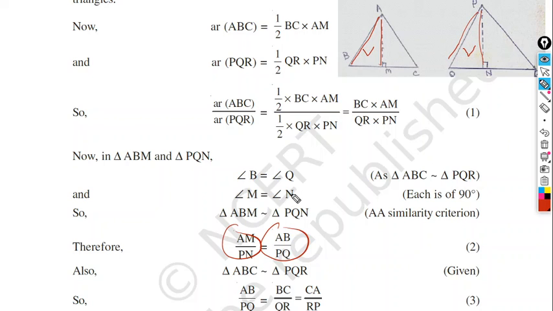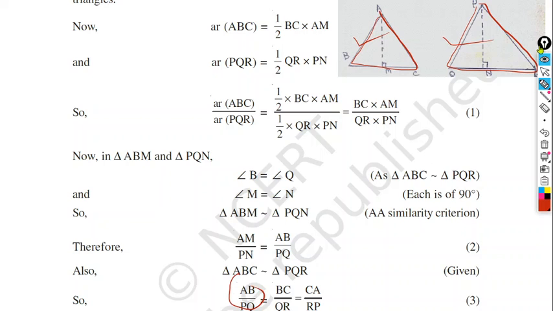Okay, then again we'll move. Now also it was given that triangle ABC is similar to triangle PQR. It was given in the question. So as the big triangle ABC is similar to triangle PQR, their corresponding sides must be proportional. Therefore AB by PQ is equal to BC by QR, equal to CA by RP, on this side, isn't it?